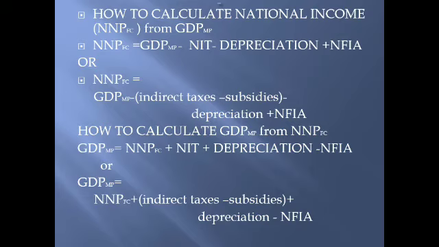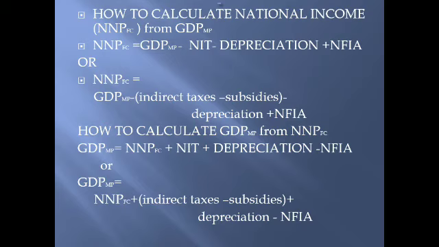Then how to calculate the reverse of this? How to calculate GDPMP from NNPFC? So when we come to this, GDPMP is equal to NNPFC, whatever we were subtracting above will be added, but that will be added to what? NNPFC. So here you see NNPFC plus NIT plus depreciation minus NFIA. The operations are happening in an opposite way, reverse way.